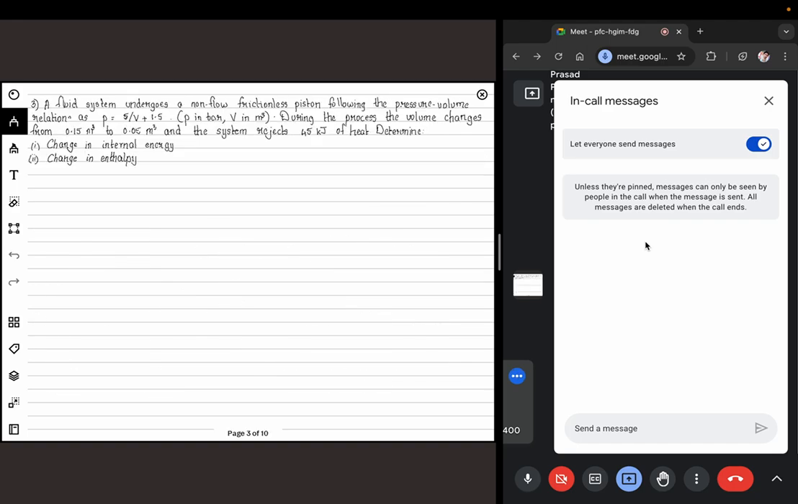So these are a little bit more mathematical ones. Here you have a fluid system which undergoes a non-flow frictionless piston process following the pressure-volume relation P = 5/V + 1.5. P is in bar and V is in cubic meters. So where do you find such systems? We'll not get into that, but think about the process that can give you these kinds of scenarios.